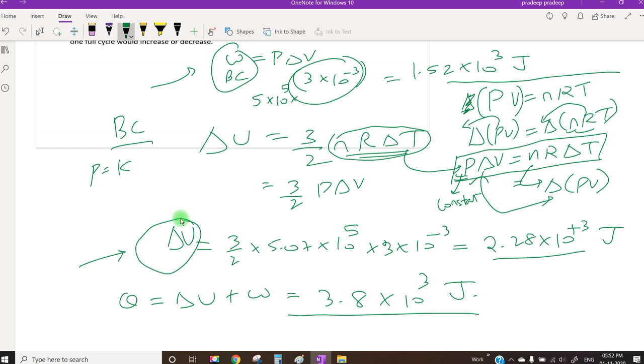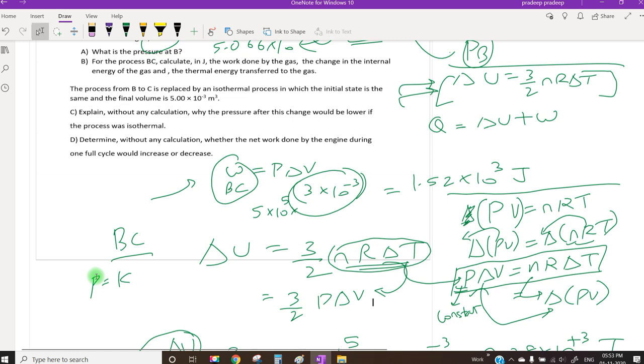Sheldon, is this clear? What have we done? Yes, sir. I would want you to write all of this and please revise it after the class. This is important. And just take a screenshot. And for the others, please remember this. Whenever we have nR delta T, we cannot directly put it as P delta V. That is only when the condition is satisfied. Pressure needs to be constant. Only then nR delta T would be P delta V. Okay. All right. Now let's move on to the next part.